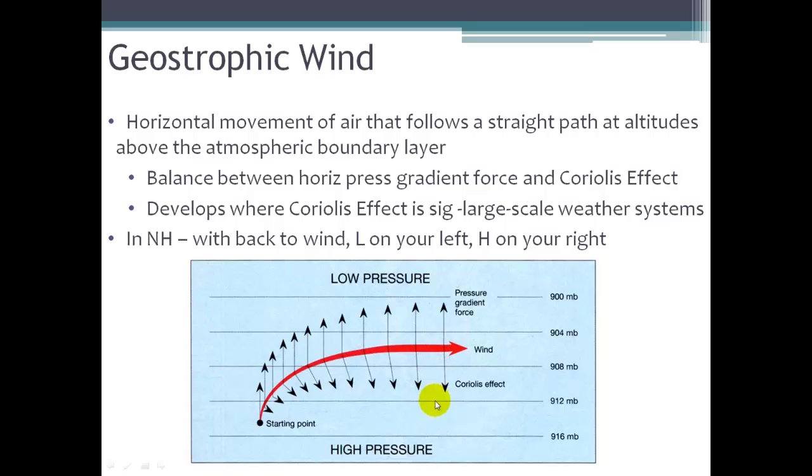When the pressure gradient force and the Coriolis effect come into equilibrium, that wind is going to be blowing parallel to the isobars. And that's what we call the geostrophic wind. It's a wind that's following a straight path parallel to the isobars, and it's a result of the balance between the pressure gradient force and the Coriolis effect. There is no friction, and here we're looking at straight movement, so there is no centripetal force.